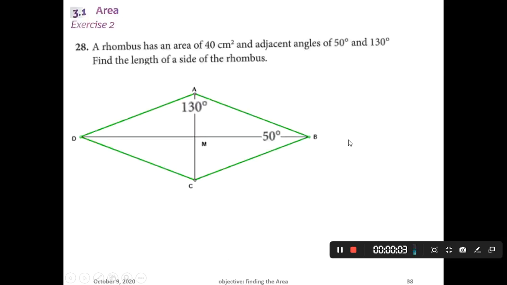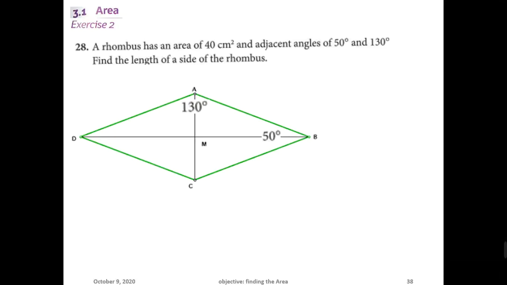Hello. We're still learning here how to find the area of two-dimensional objects. As we did previously, in many different two-dimensional objects, we must first identify the shape that we have in hand. Here, we have a rhombus. The properties of a rhombus: all sides in a rhombus are equal. So DA is equal to AB is equal to BC is equal to CD.